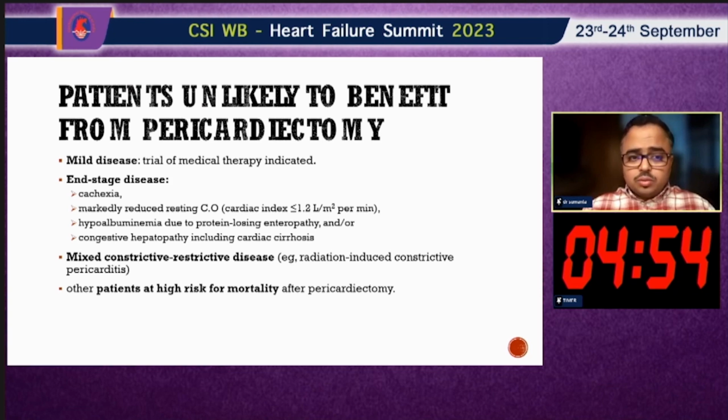So in those cases, we should restrict ourselves to medical management. Hypoalbuminemia, especially when it is due to protein-losing enteropathy from CCP, is a bad sign. Cardiac cirrhosis has already set in. This is a bad sign. Mixed constrictive-restrictive cardiomyopathy, or radiation-induced constrictive cardiomyopathy: its prognosis is bad, and pericardiectomy is not that efficient in this case because it is difficult.